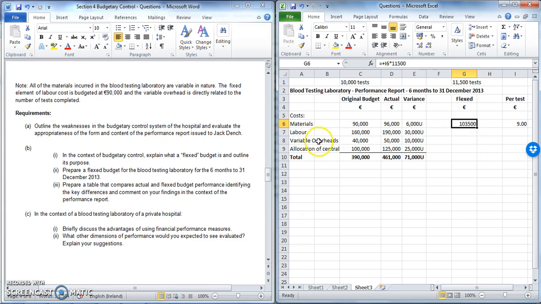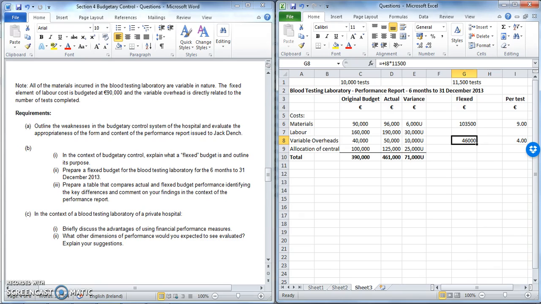Okay. The next one to look at is variable overheads next, because it's a similar approach. You know variable overheads are directly related to the number of tests. So again, 40,000 over the number of tests, which was 10,000, means you budgeted it would be €4 per test for variable overheads. So using that basis, you'll say, well, if it's €4 per test times 11,500, that means my budget at that level of activity for variable overheads will be 46,000.